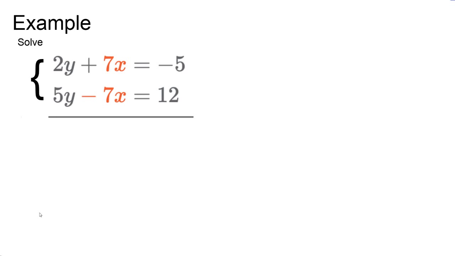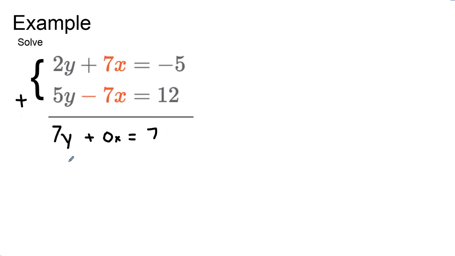All right, so let's take a look at this example here. It's color-coded, which is kind of nice for us. This is a pretty simple one. We're going to combine these, add them together. The plus and the minus, we're just going to add them together. So 2y plus 5y is 7y. The 7y plus negative 7x gives me 0x. And negative 5 plus 12 is positive 7.